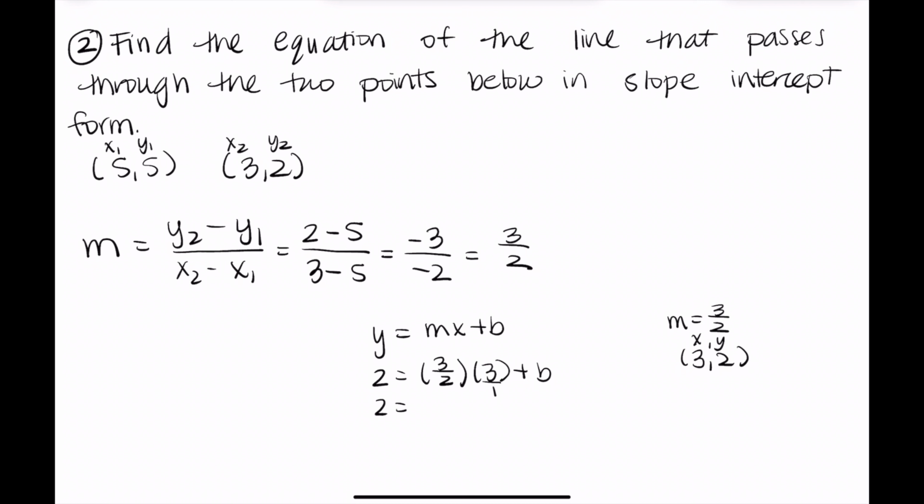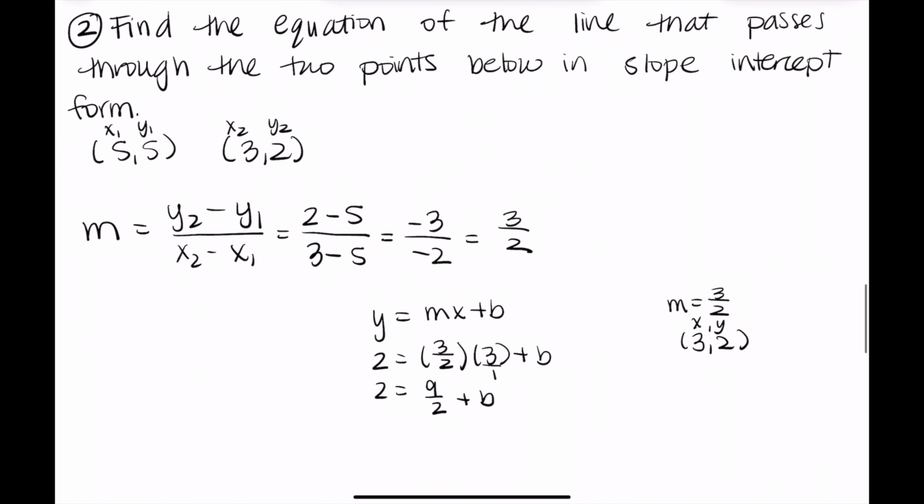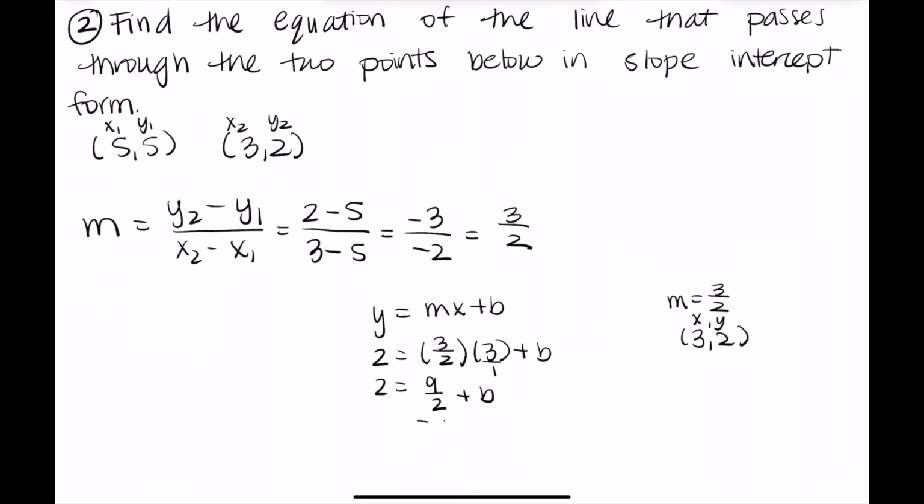And when I go through here, 3/2 times 3, we'll just multiply across like fractions. That would give us 9/2. So we'll have 2 equals 9/2 plus b. And then we'll go through here and subtract. We'll do 2 minus 9/2.